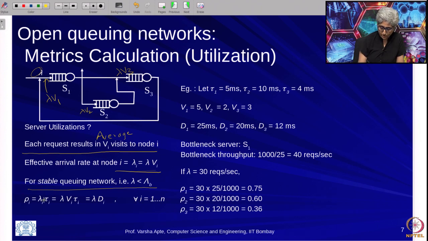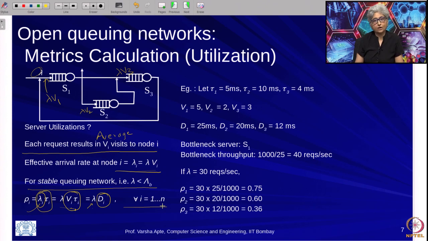The server utilizations are actually trivial. We can use the normal server utilization formula, which is lambda I multiplied by tau I, and then substitute lambda I with lambda VI, multiplied by tau I. If you do this, you can see that we are getting this VI tau I in this formula, and we can rewrite it as DI also. So as I said, there are two ways to look at it. Here it is the arrival rate that is inflated and then multiplied by the service time, or the arrival rate is the external arrival rate and the service required at the station is inflated to the service demand. Okay. So this is how utilizations are calculated.